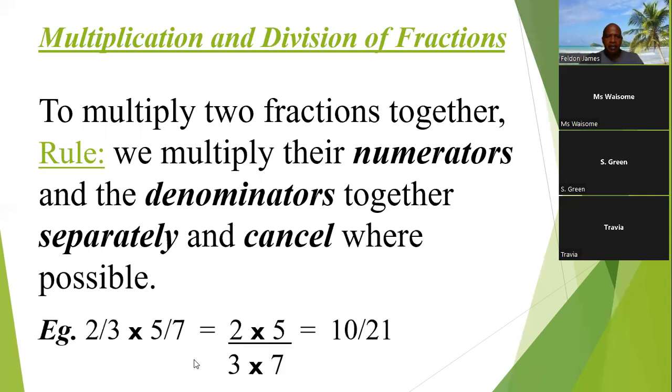All right, so here we have 2 over 3 times 5 over 7. Multiply the numerators, so it's 2 times 5. Then you multiply the denominators, 3 times 7. So this will give you 10 over 21. So multiplying fractions is pretty much straightforward. Just remember that you multiply the numerators together as well as the denominators together.